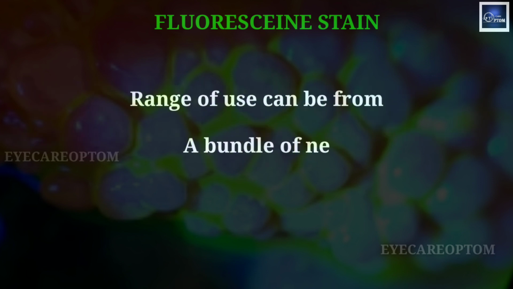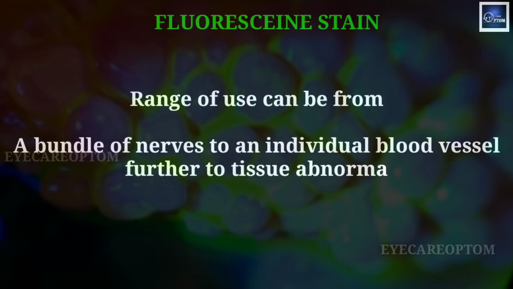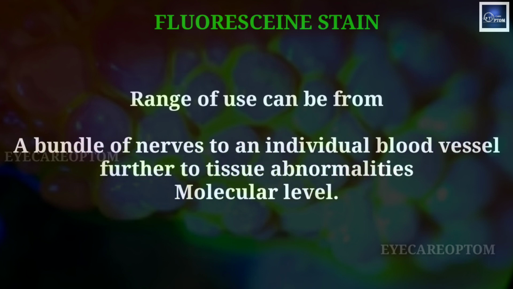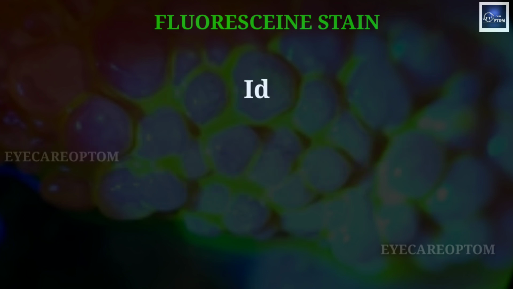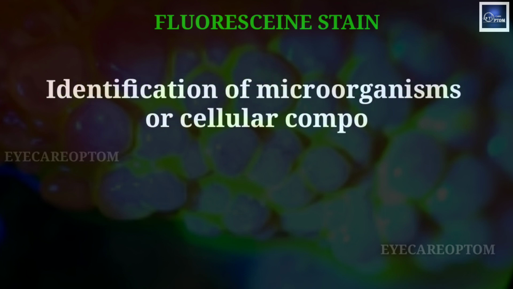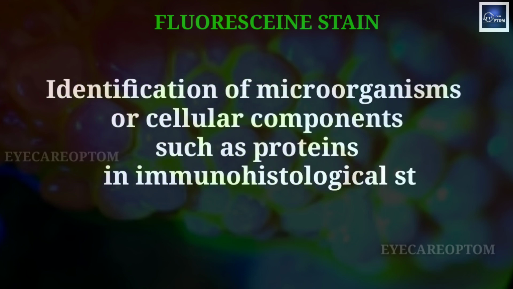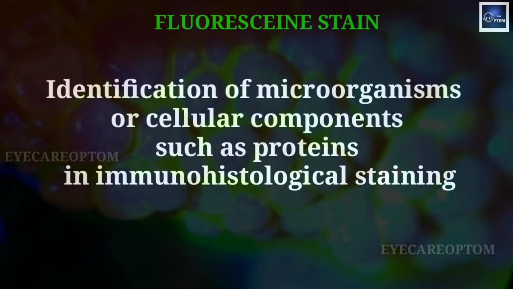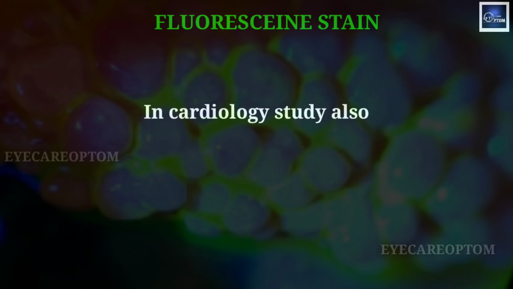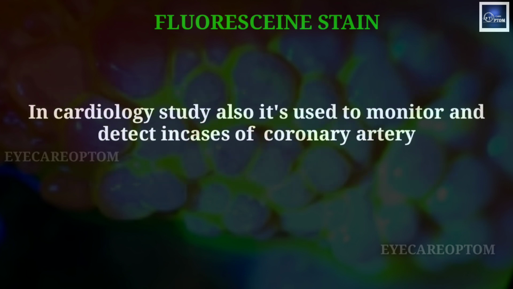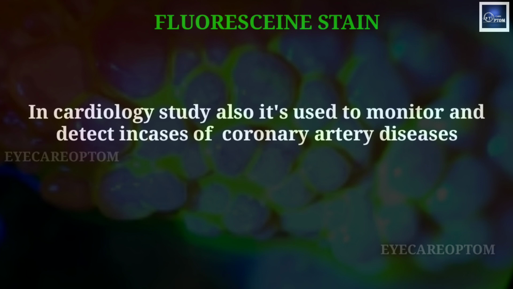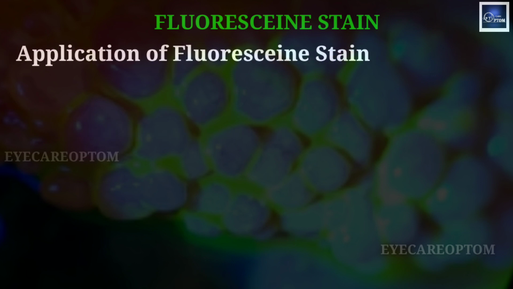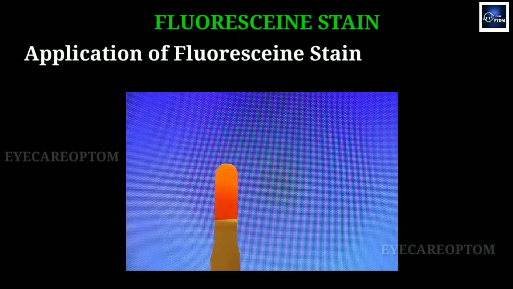The range of use can be from a bundle of nerves to an individual blood vessel, further to tissue abnormality, and even further to the molecular level. Fluorescein microscopy allows for the identification of microorganisms or cellular components such as protein in immunohistological staining. Not only in the eye, in cardiology studies it is also used to monitor and detect cases of coronary artery disease.